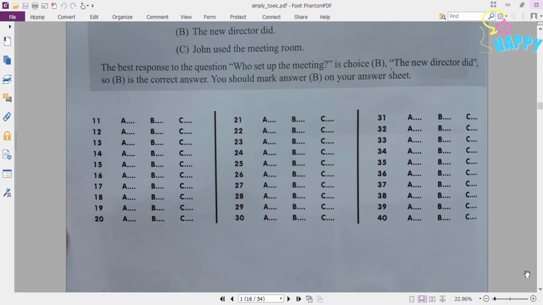Number 37. Don't you have a doctor's appointment today? A. No, I canceled it. B. Of course I will. C. No, he was appointed.